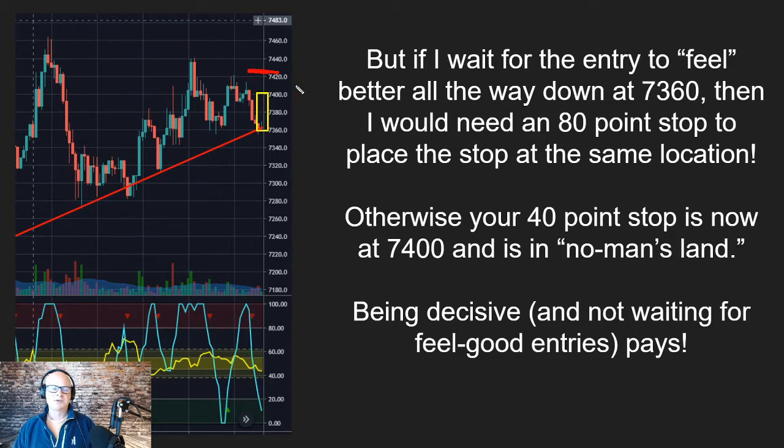So if I'm going to use a 60-point stop, then I have to change my position size to make sure that I'm not taking on more risk than my account can allow.